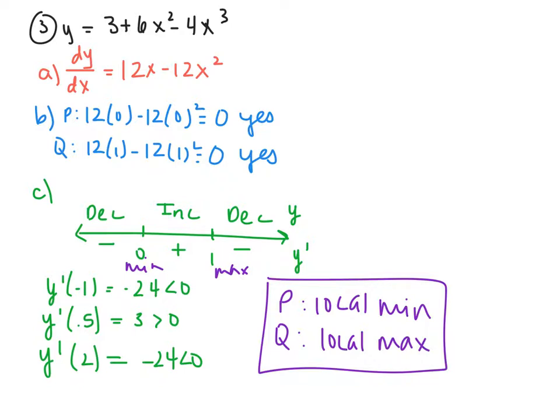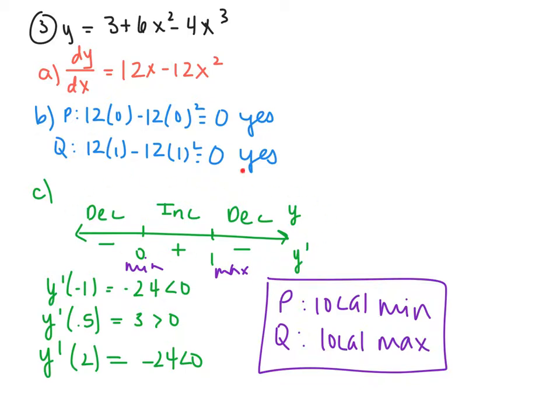Part B, they want you to verify that P and Q are stationary points. That means that your derivative at those x coordinates are equal to 0. So if you plug in x equals 0, which is the x coordinate for point P, into the derivative, you get a slope of 0. So that means yes, P is a stationary point. And then if you plug in 1, which is the x coordinate for Q, into the derivative, you again get a slope of 0. So that means that Q is also a stationary point. Part C wants us to find whether each stationary point is a local minimum or a local maximum.